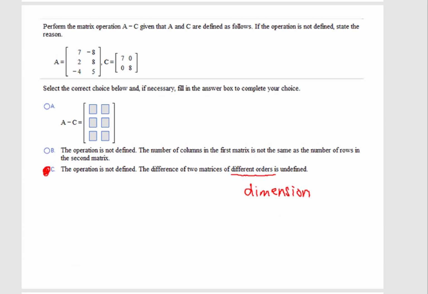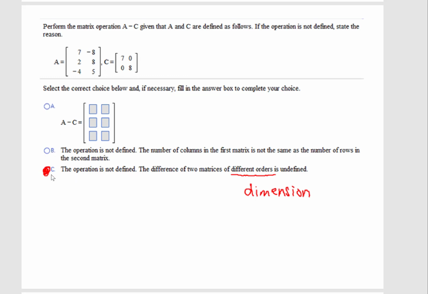So recall that we said that when you add or subtract matrices, they have to have the same order. They have to have the same dimensions, right? Because we're going from element to element. We're doing the operation between element and element. So in this case, notice that this is a 3 by 2, 3 rows by 2 columns, and then a 2 by 2. So the operation is not defined, meaning that we can't do it.